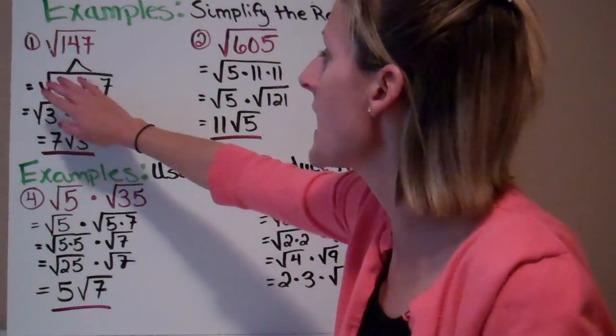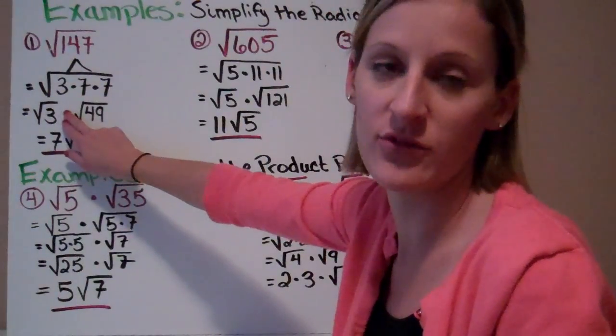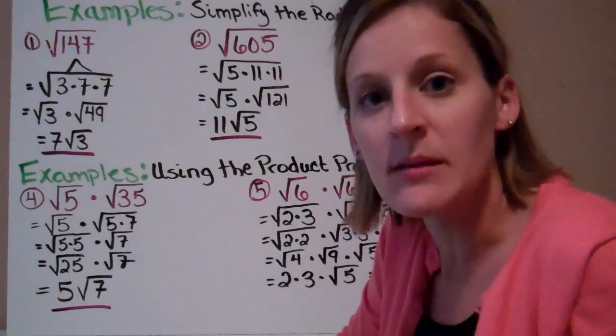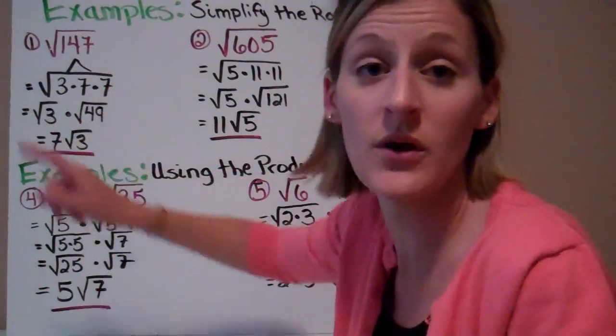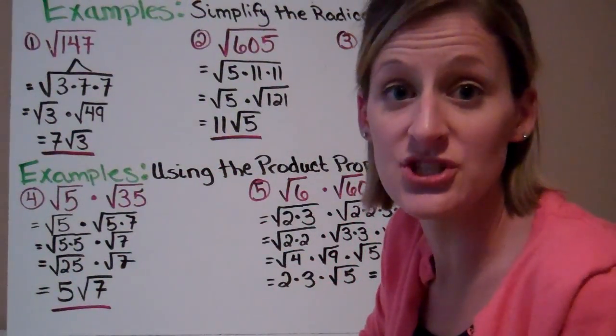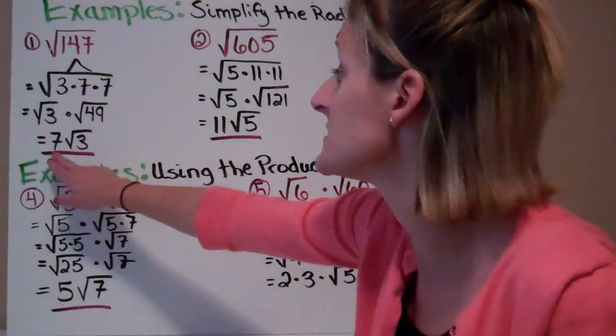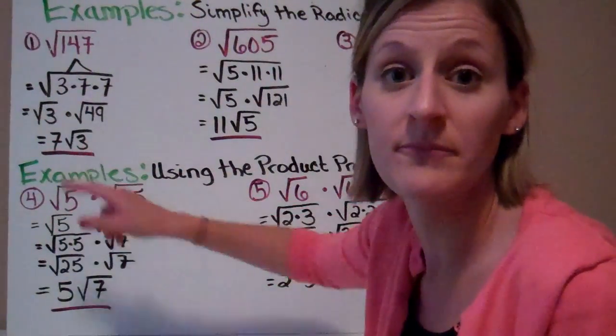And then this 3 doesn't have another pair, so I leave it underneath the radical sign. Then I just simplified the square root of 49, which is 7, put that in front of the square root of 3, and I've actually gotten my simplified answer as 7 times the square root of 3.